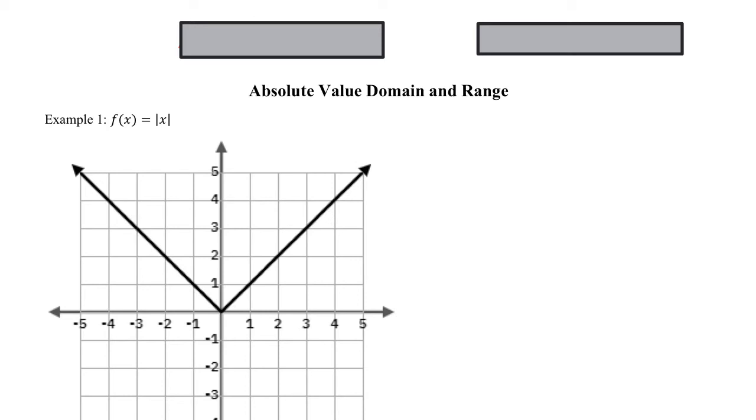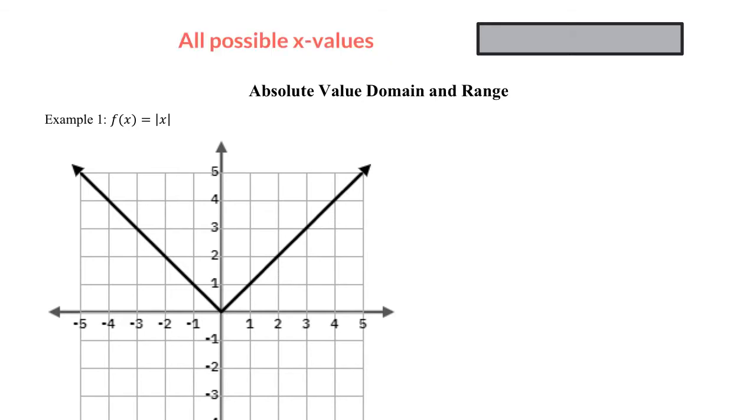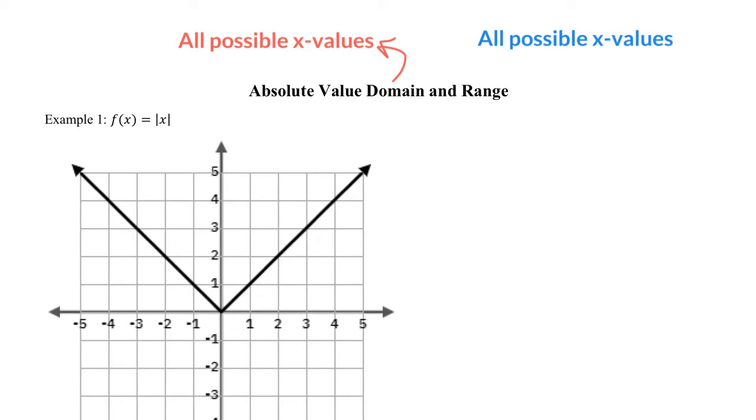Domain and range of absolute value functions. So first, let's review. Domain is all the possible x values, so this reads your graph from left to right. And range is all possible y values, so this will read your graph from bottom to top.